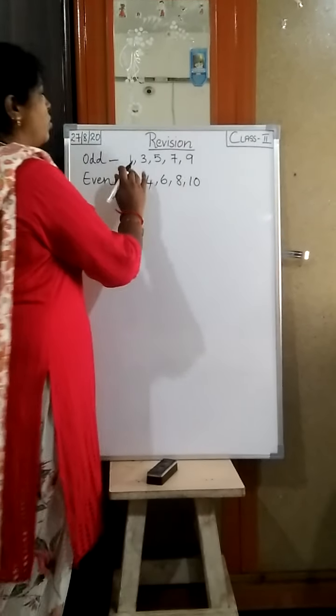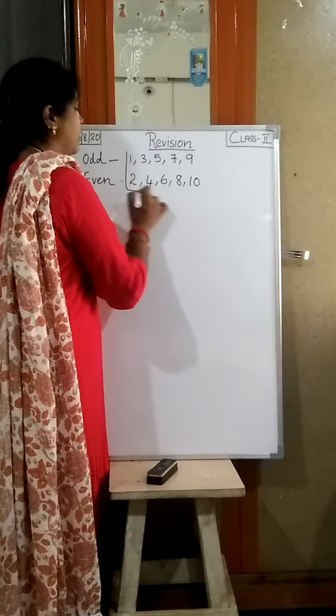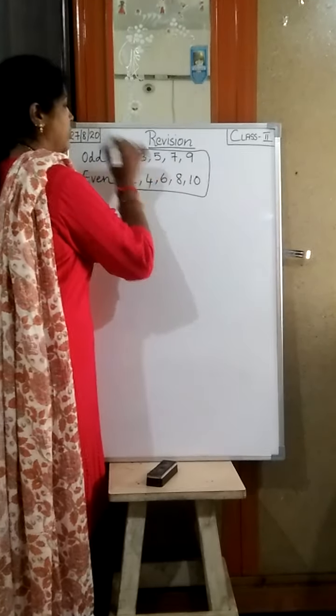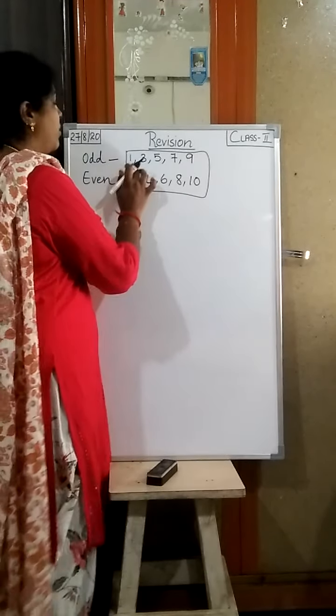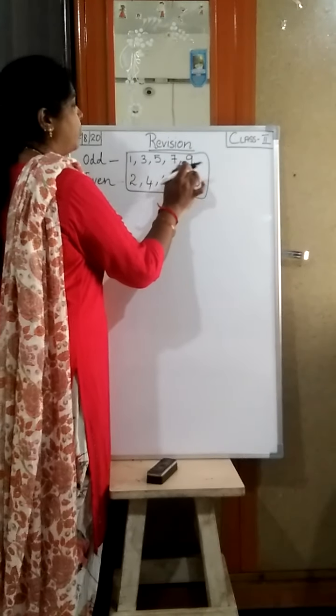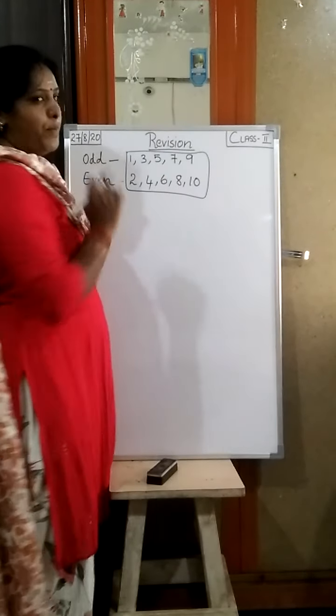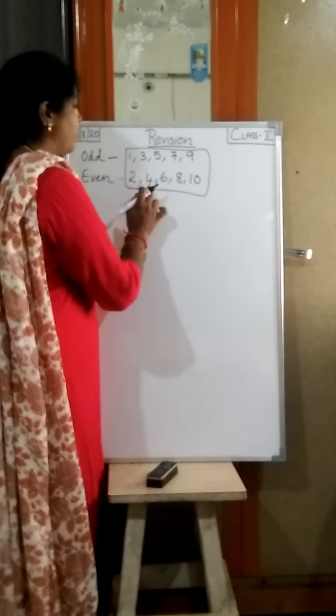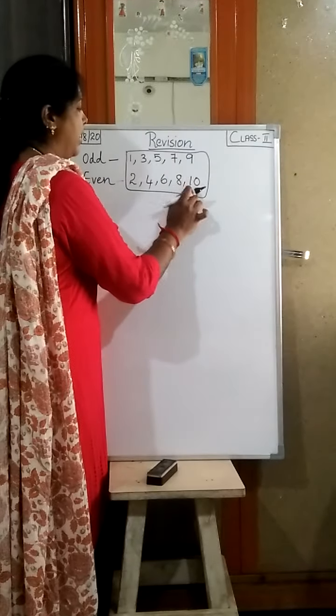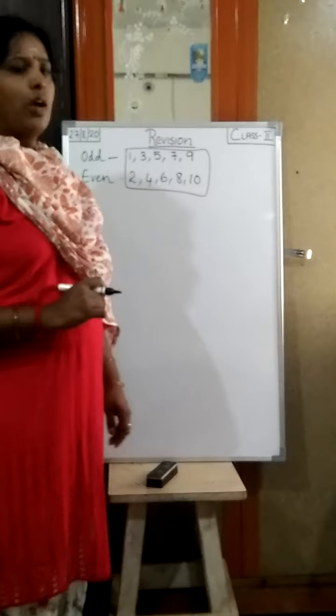Okay. First you have to remember these numbers thoroughly. 1, 3, 5, 7, 9 are odd numbers, and 2, 4, 6, 8, 10 are even numbers. So you will be having some doubt how to find out odd and even numbers. So always you have to check the ones place to find out the odd and even numbers.